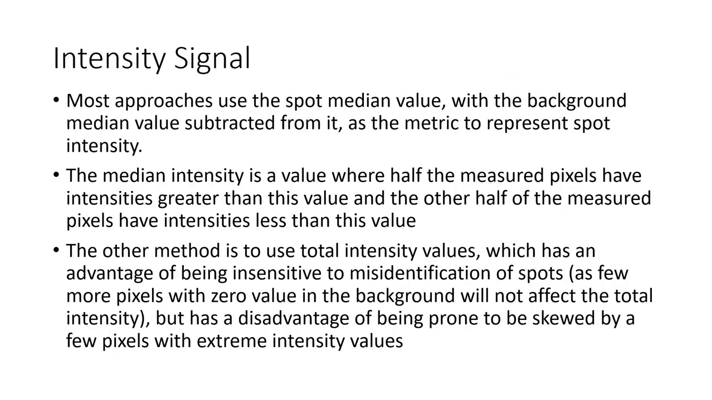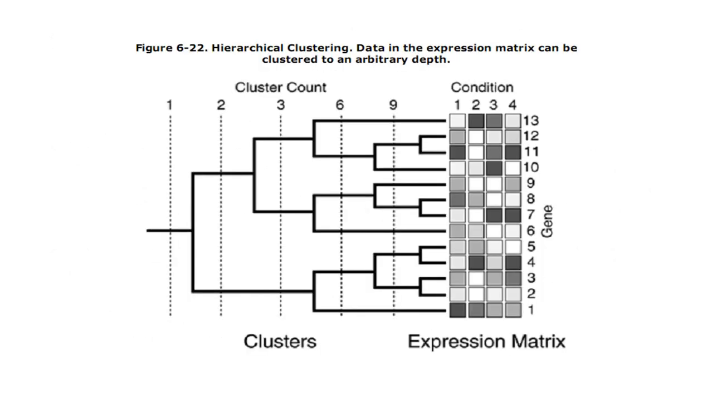What is important here? This is the figure I will show you. This is the expression matrix. Here you can see the samples are given in different conditions. On the expression matrix, the spot intensities are shown. You are not able to see the color, but you can visualize the intensity varying: somewhere it is white, somewhere gray, and somewhere black. So it shows the intensity.